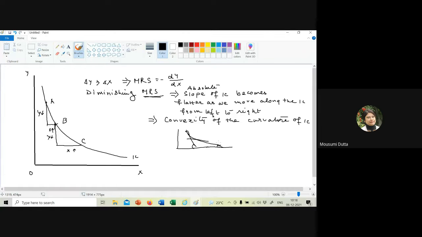So I'm thinking about a curve for which the slope is becoming flatter and flatter as I'm moving from left to right. This is possible only for a strictly convex curve. So the idea of diminishing marginal rate of substitution is telling me we are thinking about an indifference curve which is curvature-wise a strictly convex curve. So we should be very clear about these 2 points.